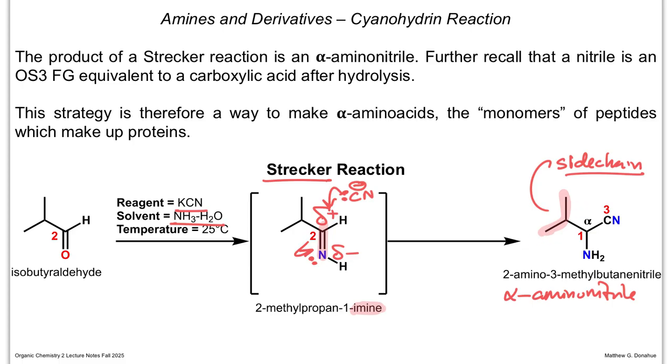So you can use this Strecker reaction to make virtually any amino acid, whether it's natural or unnatural, based on the starting aldehyde. So see the side chain here? Nothing happens overall, but it's what gives it the unique properties of that alpha amino acid.